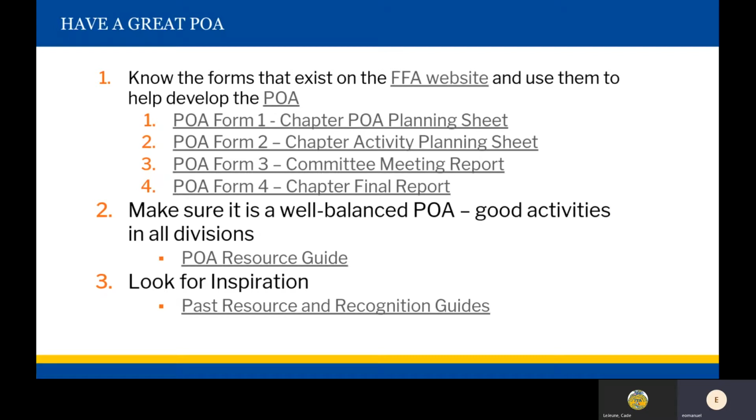You've got some strong activities in each division so that it's balanced, but they don't all 15 have to be all inspiring activities. And then there's also the past resource and recognition guide. That shows you ideas from chapters that have won either a premier chapter or models of excellence in the past to kind of give you ideas of what other chapters are doing.